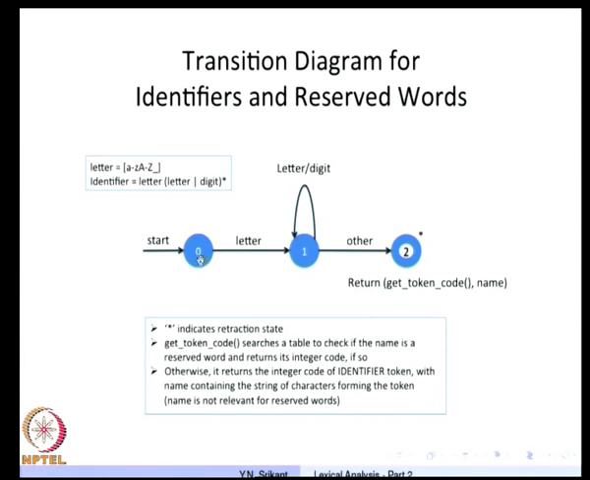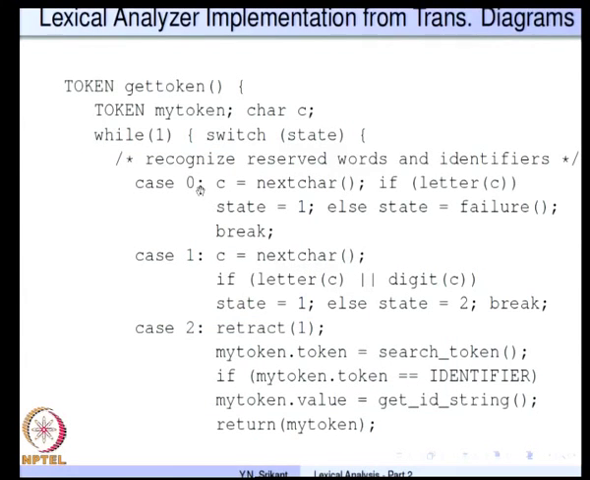We have states 0, 1, 2, 3. From 0 to 1 we go on a letter, and in 1 we remain on a letter or digit, and on any other symbol we go to 2, which returns a token. Let us follow that. This is a function getToken, which returns a token, and a token has two parts, the token and the value. There is also a char C. Here is a while loop which keeps going until we exhaust the input.